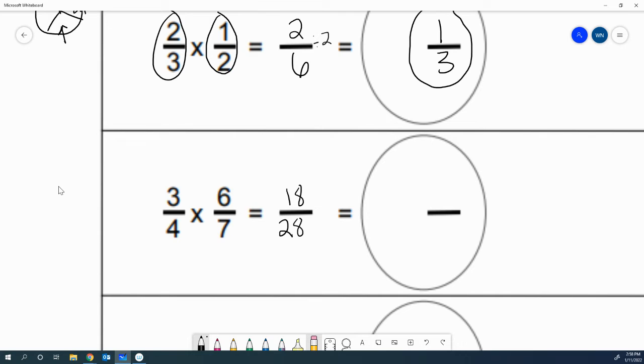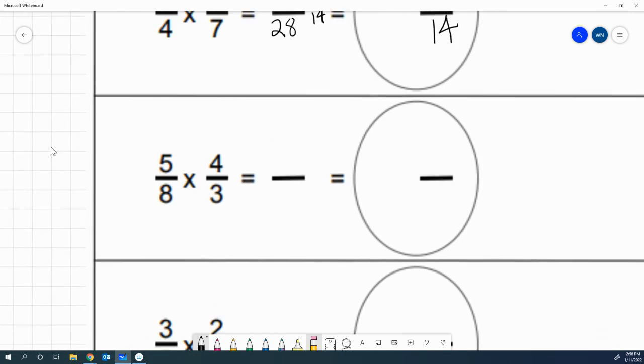So you could look for a larger number to divide by. I'm going to divide by 2 just because I don't know what the larger number is going to be. 18 divided by 2 is 9. And then I've got 28 divided by 2. 2 can go into 2 one time, 0, and 8 divided by 2 is 4. So 9/14. And you can't simplify that anymore. So our answer is 9/14.